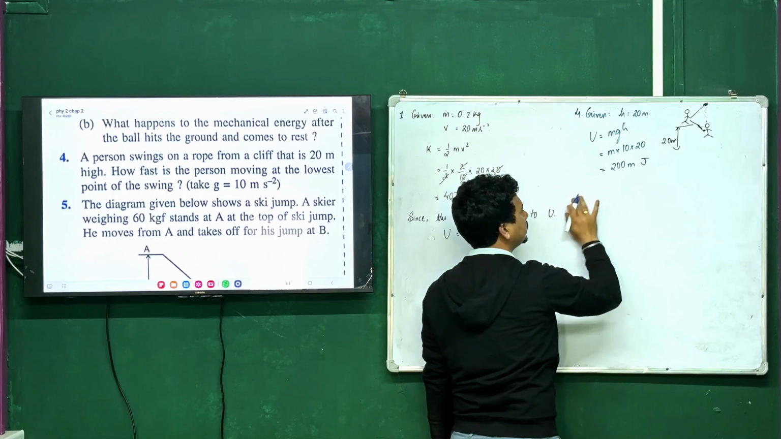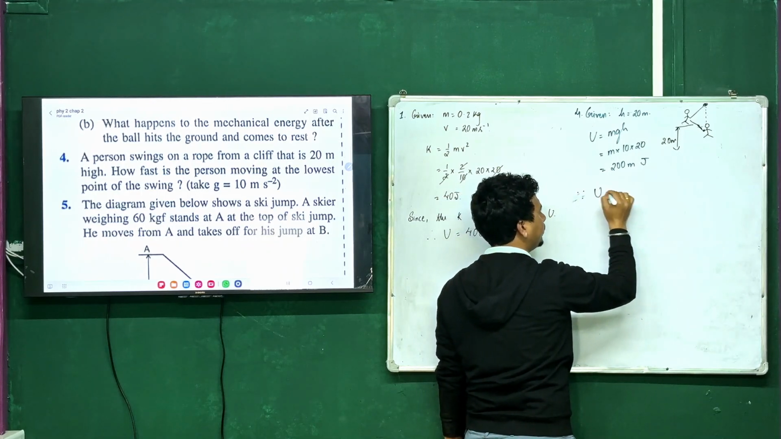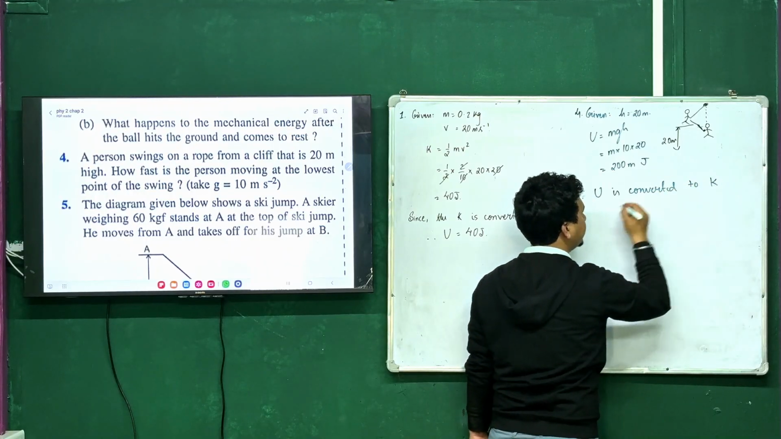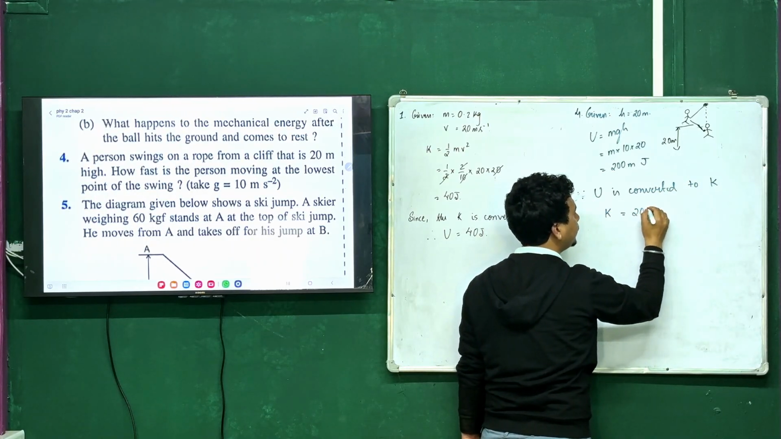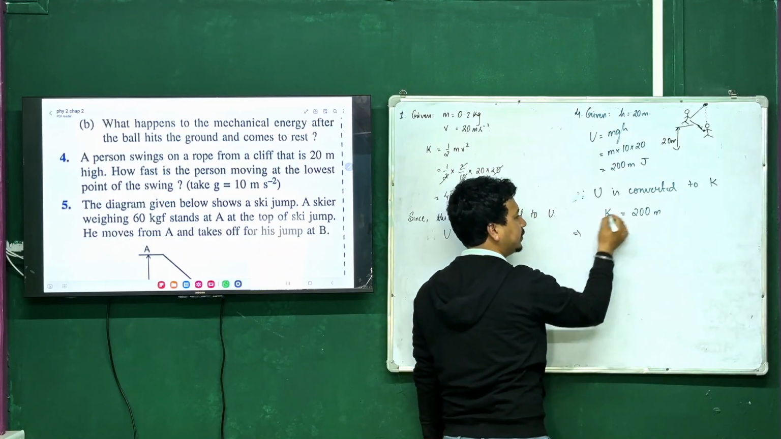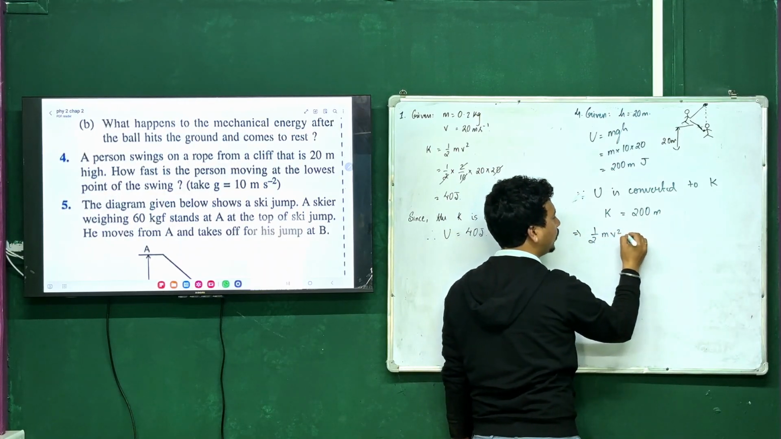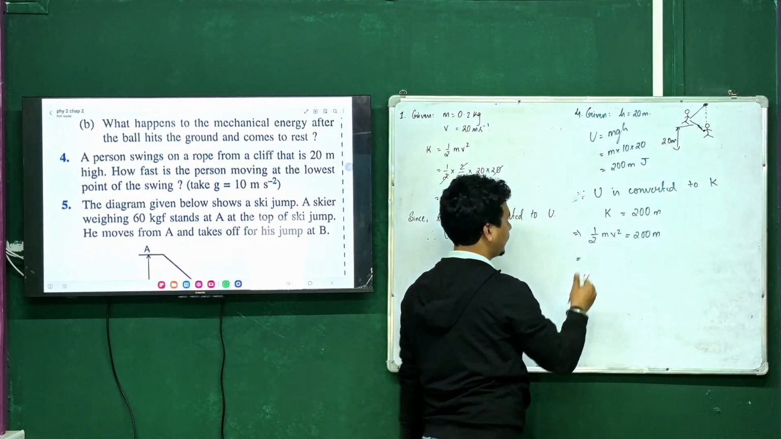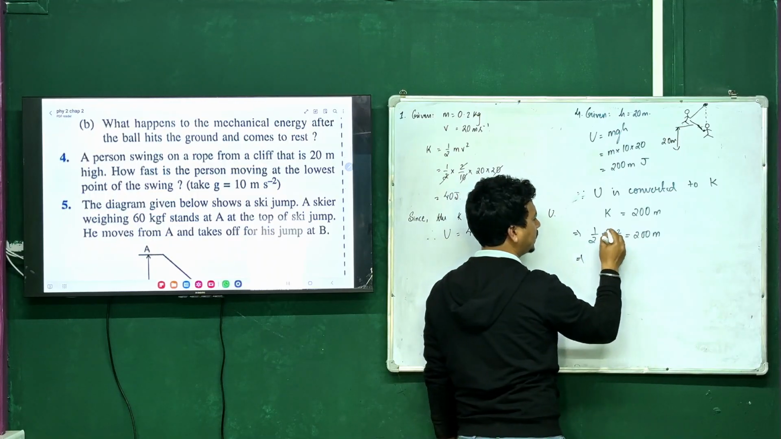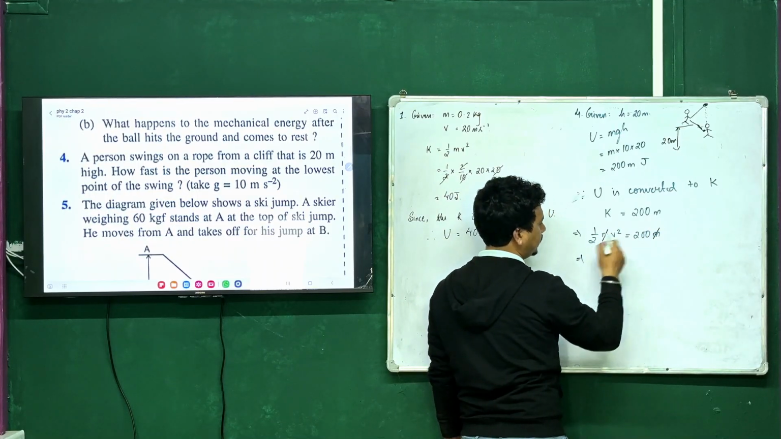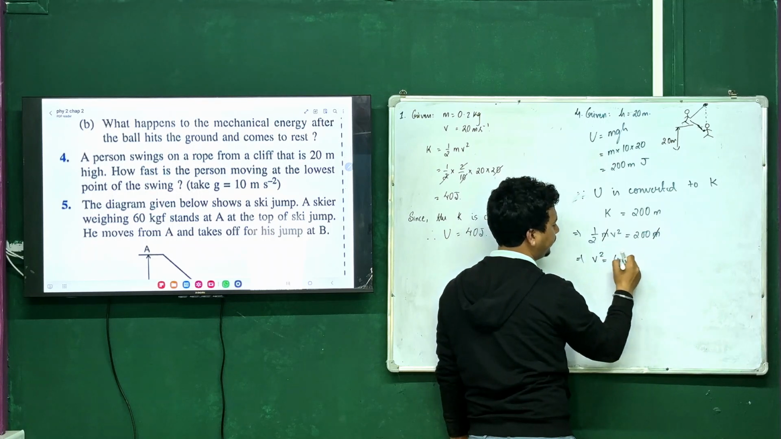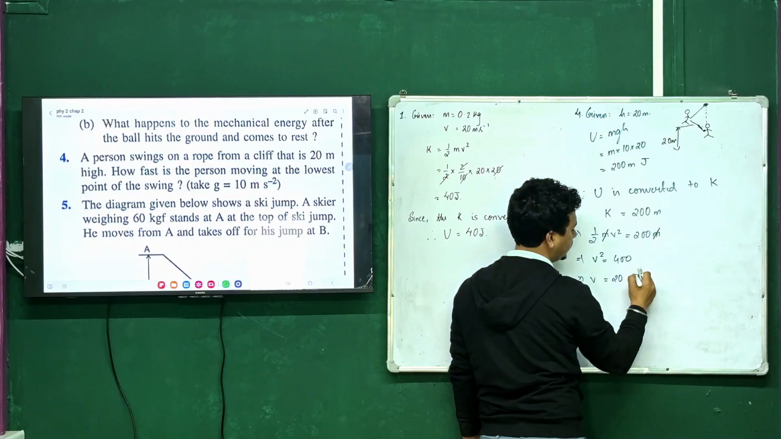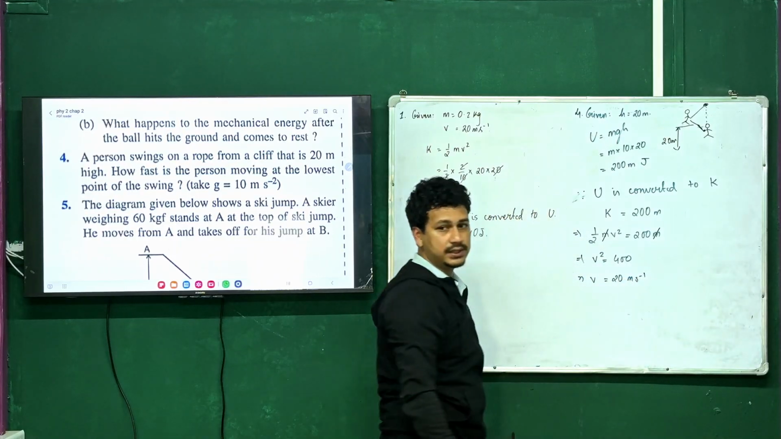So therefore, we can write since the potential energy is converted to kinetic energy, it will also be 200 m. All right. Now we know the formula of kinetic energy. Half mv square is equal to 200 m. Then we can cut m and m both sides. This will go here. V square will be 400. Then v will be 20 meters per second. Let me know if you didn't understand.